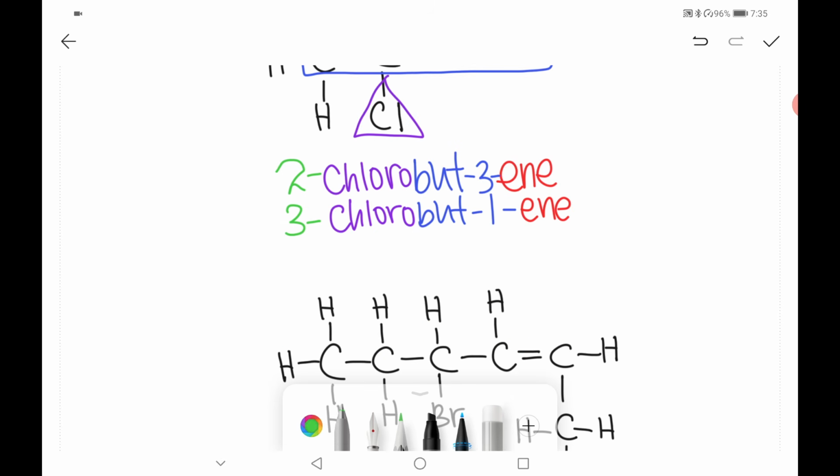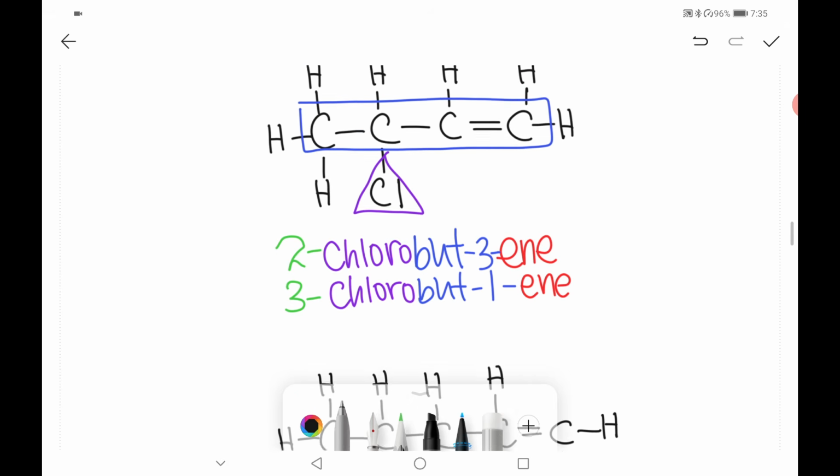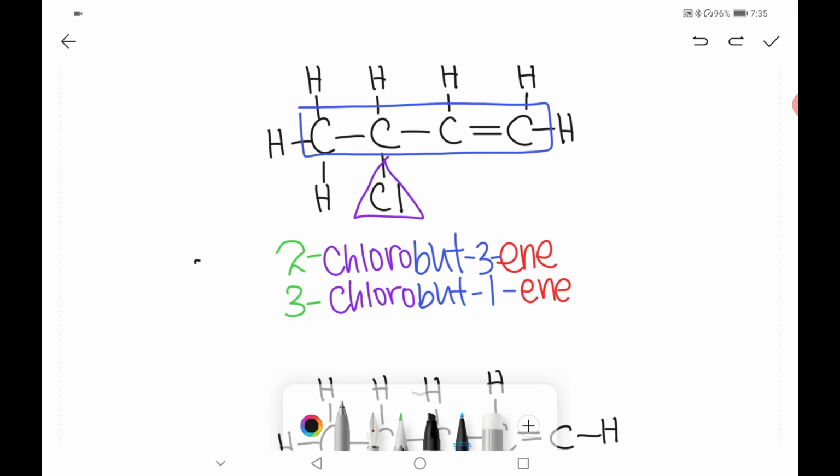Now how to choose the best one? We have 2 names. This is the name I get when I count from the left to the right. This is the name I get if I count from the right to the left. How to get the final naming here? Remember, we learned before, we always want to choose the smaller number. You can see 2 and 3, 2 is the smaller number. But you see 1 and 3, this is smaller. So it's very confusing. If you look at the number in front, this is smaller, but if you look at the number at the back, this is smaller. So what should we do?